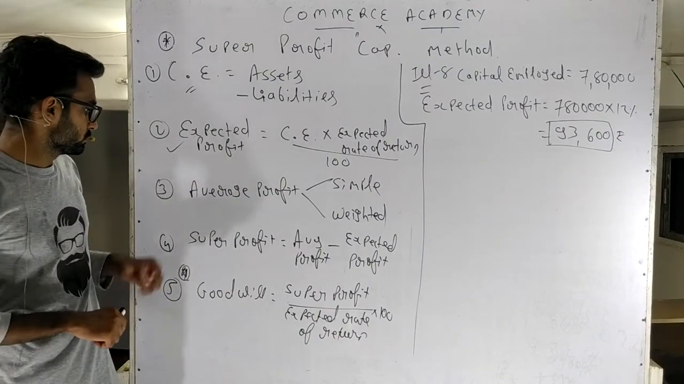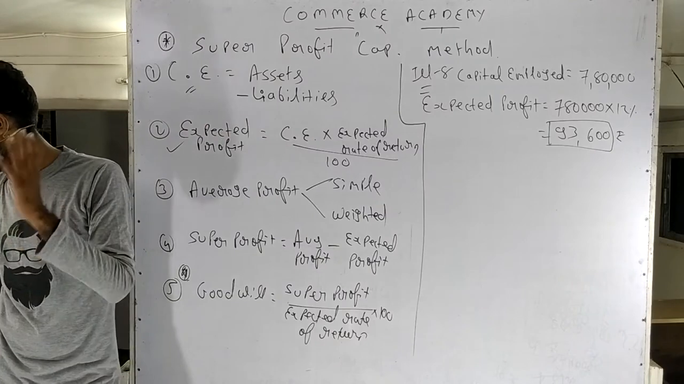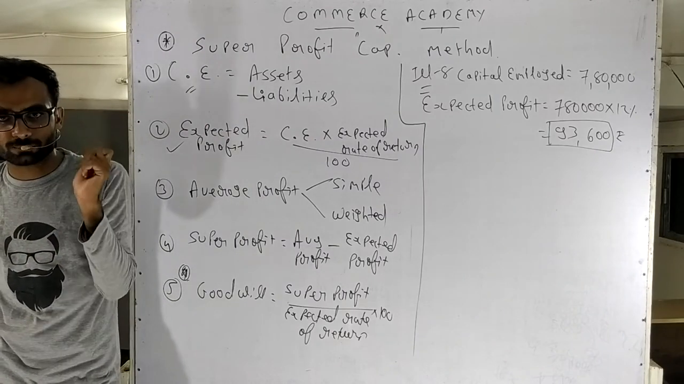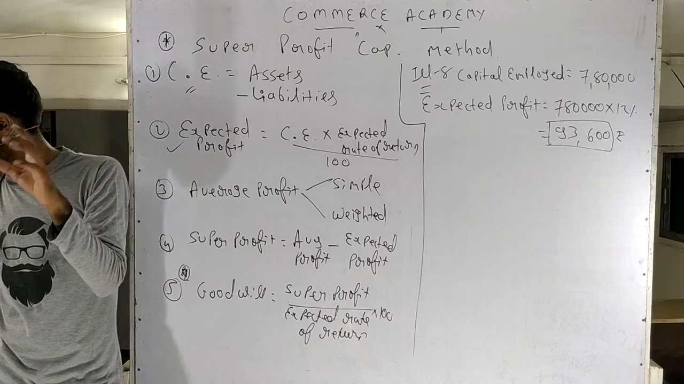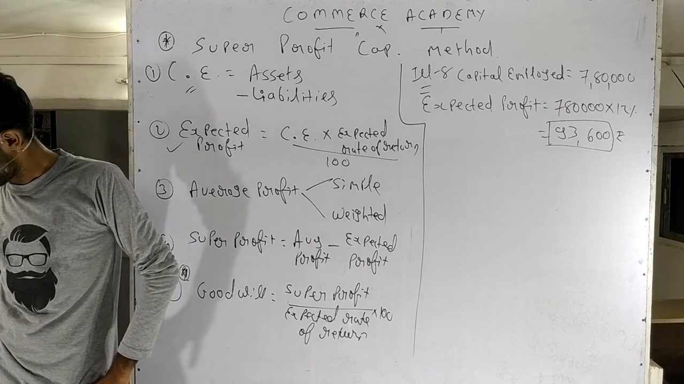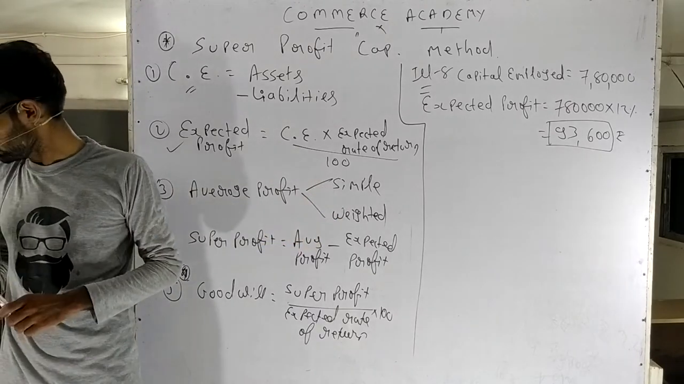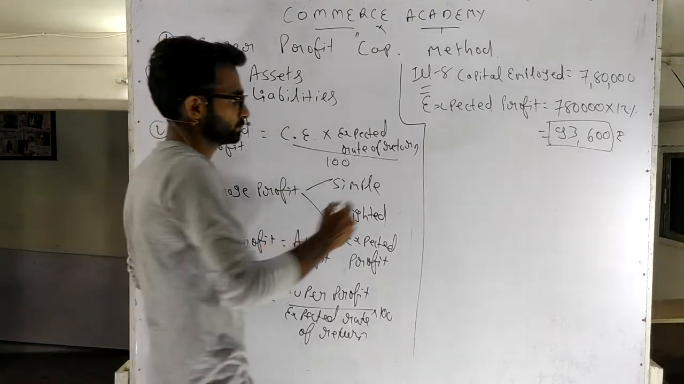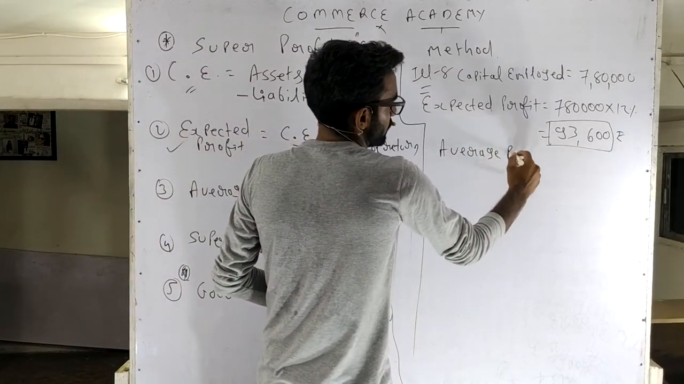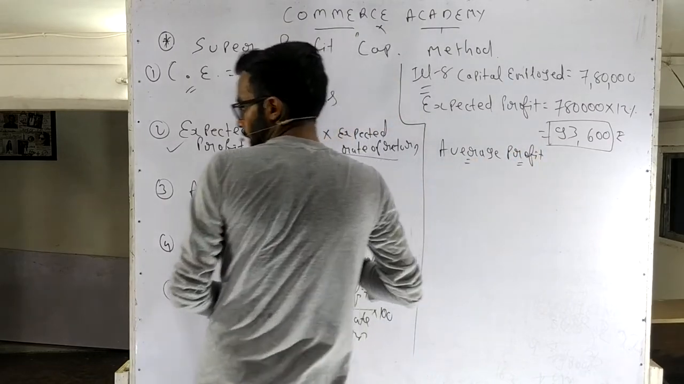Now average profit. 2 methods, simple or weighted. Check out the 4 profits. If you see the profits given in the question, there is no trend of increasing or decreasing in the profit. So we will go with the simple average profit. So how will we get it?